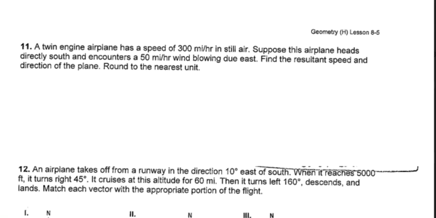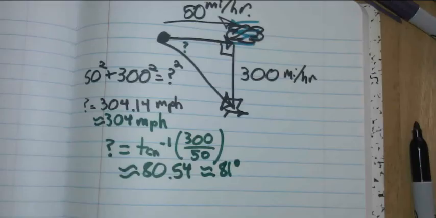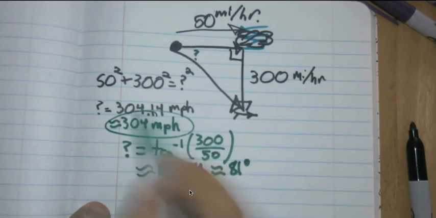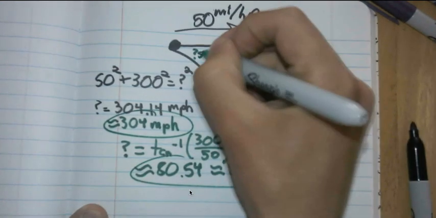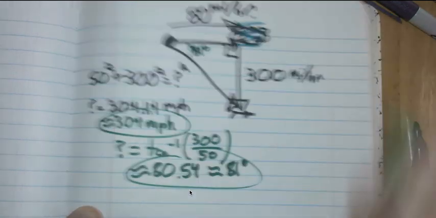And this we should actually round to 304. So notice we need this. This is approximately 81 degrees. Cool. So that's 11.